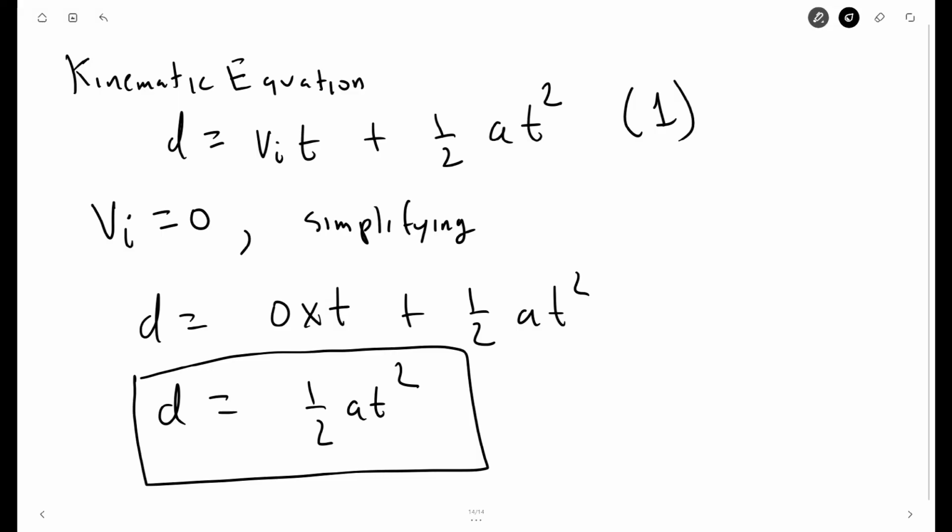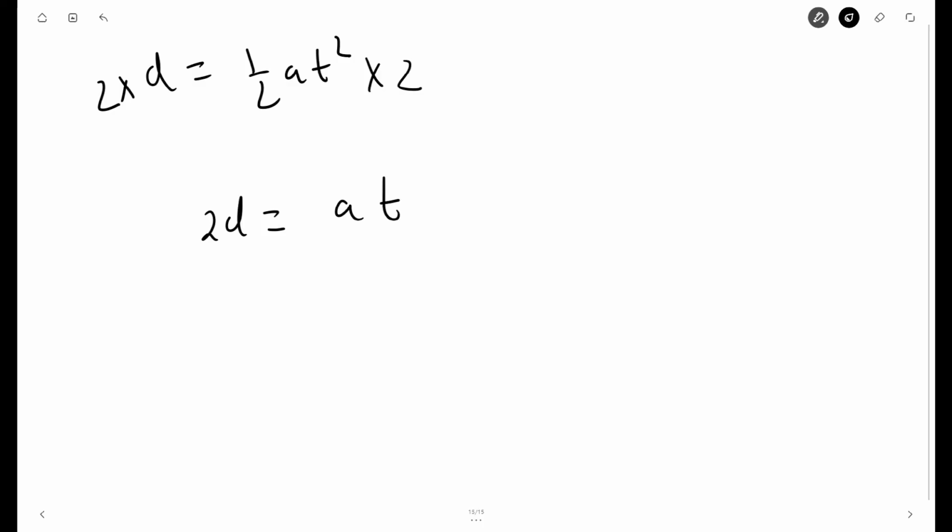Now we can solve for acceleration using that equation. So d is equal to 1/2 a t squared. We can solve for a. So let's multiply both sides by 2. And we get 2d is equal to a t squared. We divide by t squared. And we get a, acceleration, is equal to 2d over t squared.